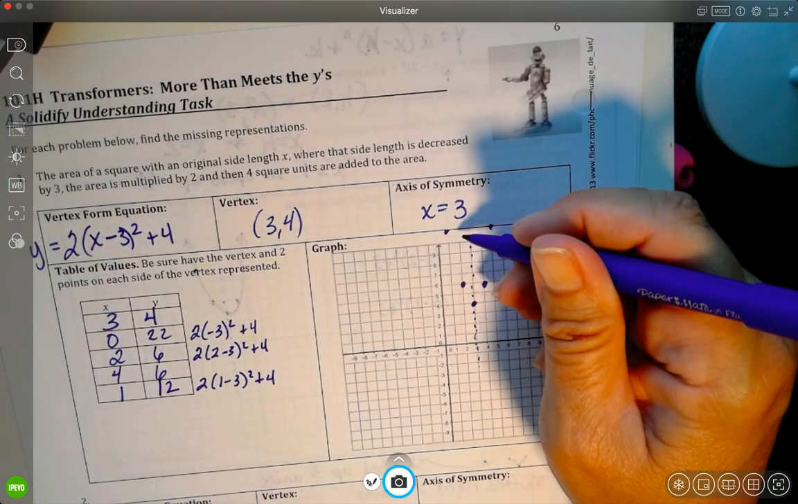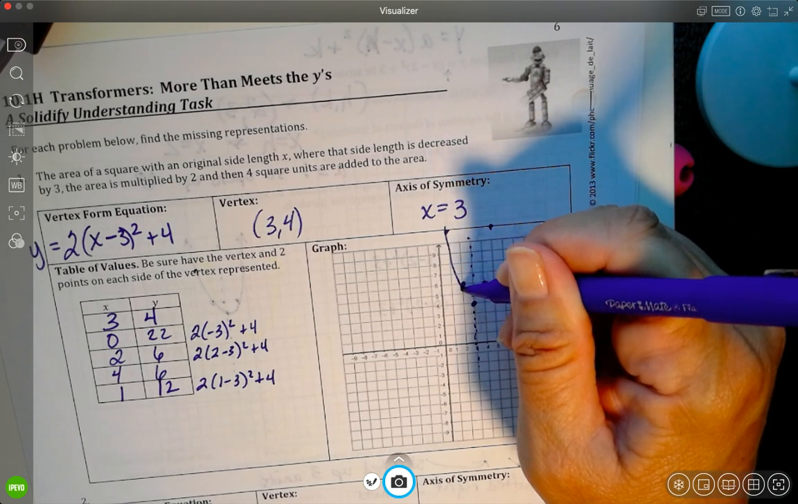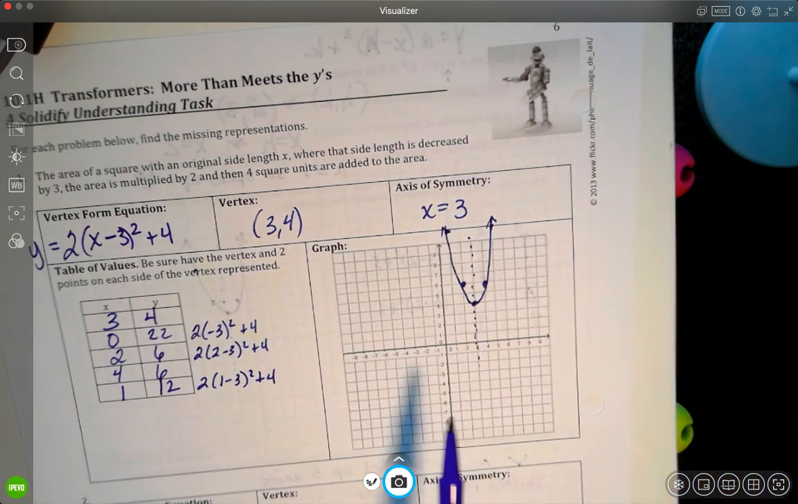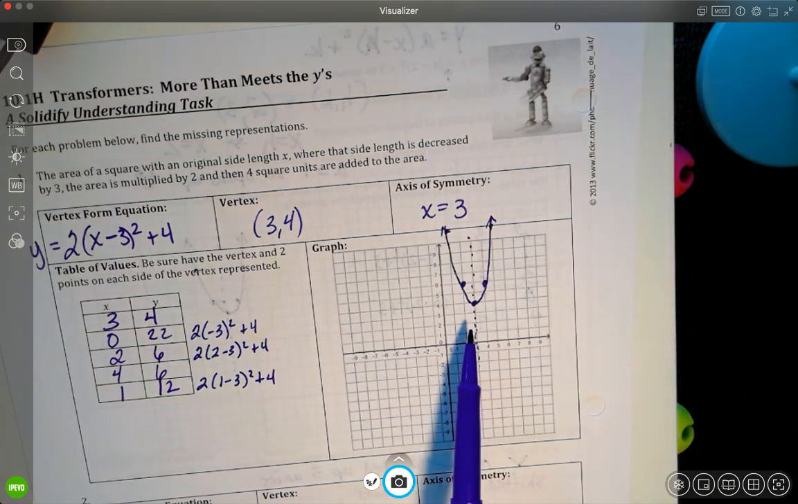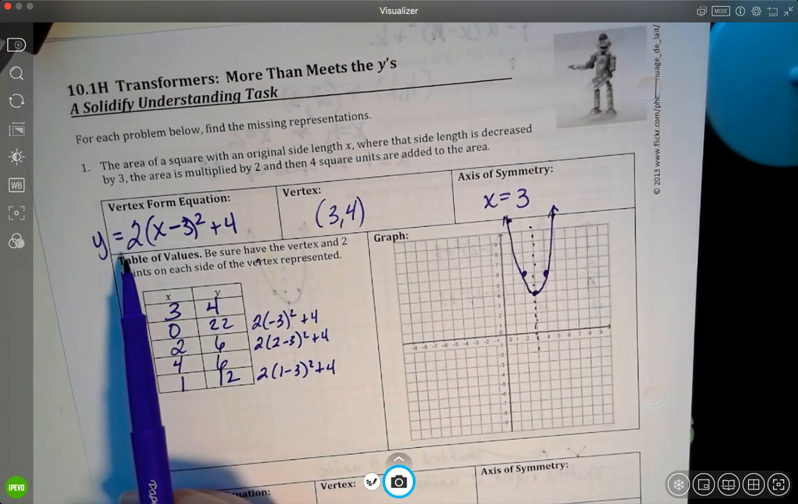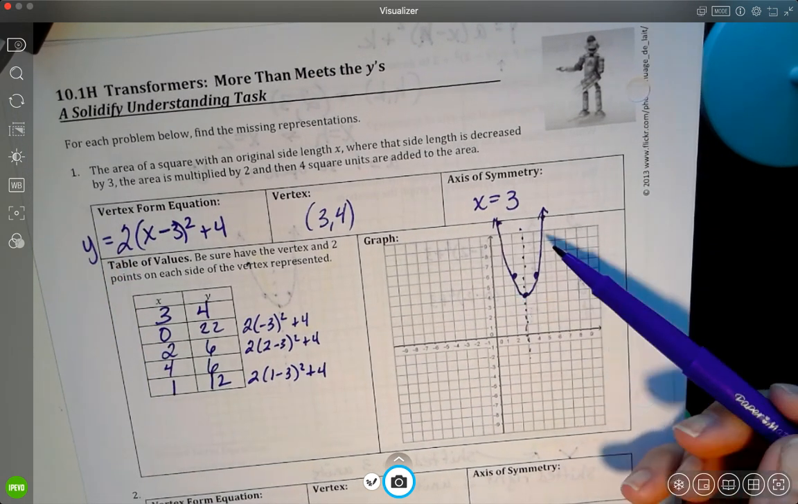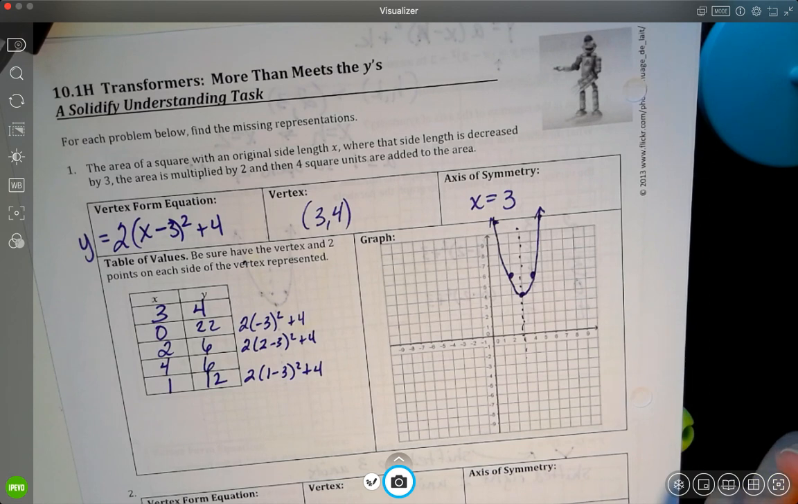Okay, and then I want to just sketch a smooth curve. See how it's more narrow than the parent graph? The reason for that is because a is 2. So remember I was saying if a is greater than 1 or less than negative 1, then it makes it more narrow. All right, so let's move to this one.